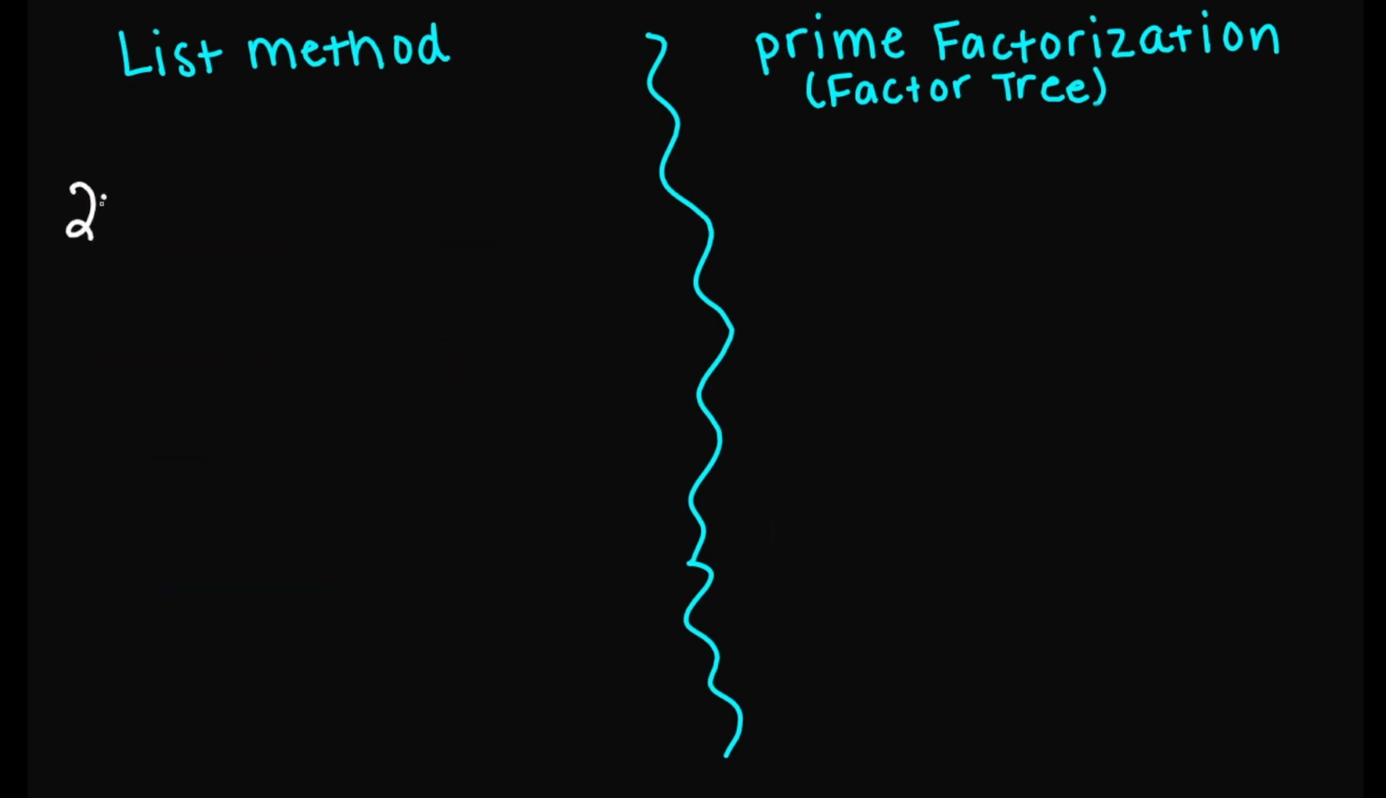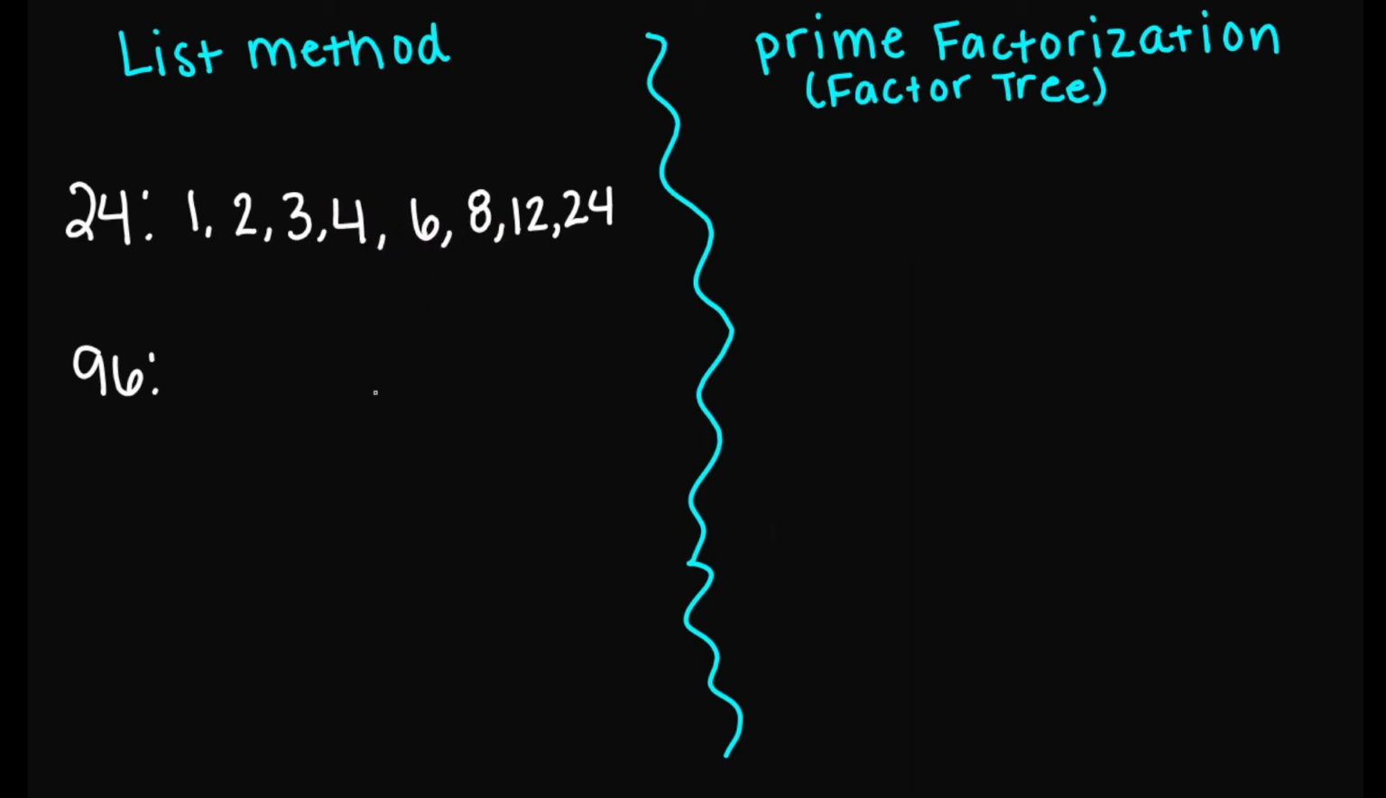Let's try 24 and 96. So 24, we have 1 times 24. We have 2 times 12. We have 3 times 8. That's going to give us 24. We have 4 times 6. That's also going to give us 24.